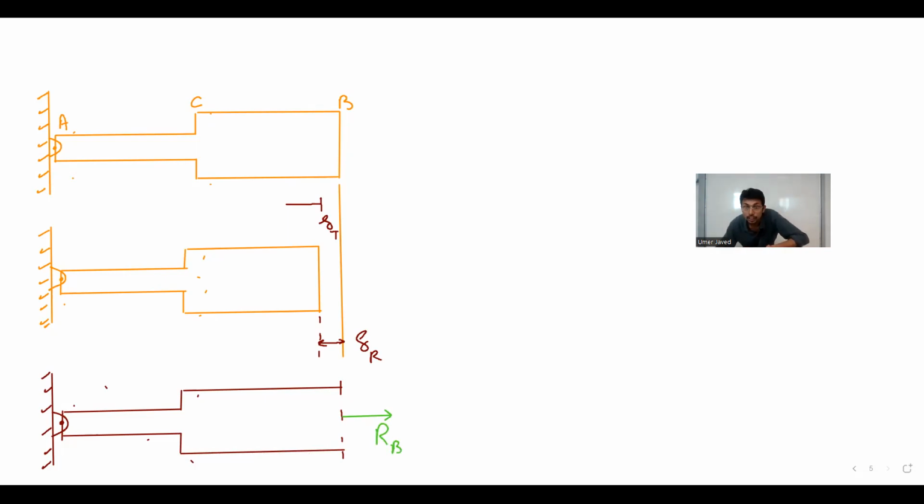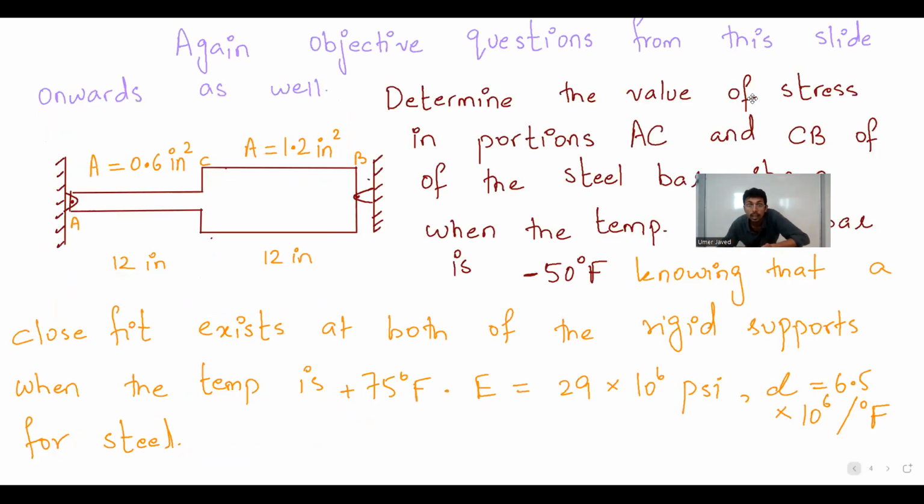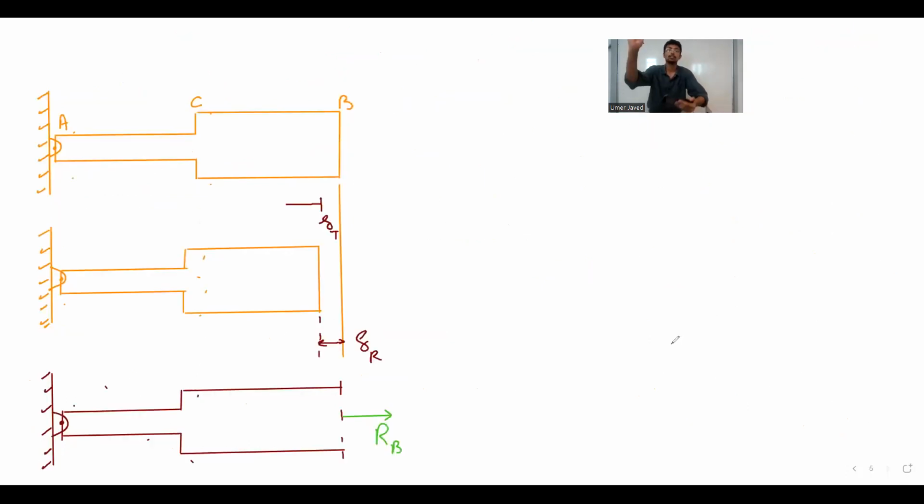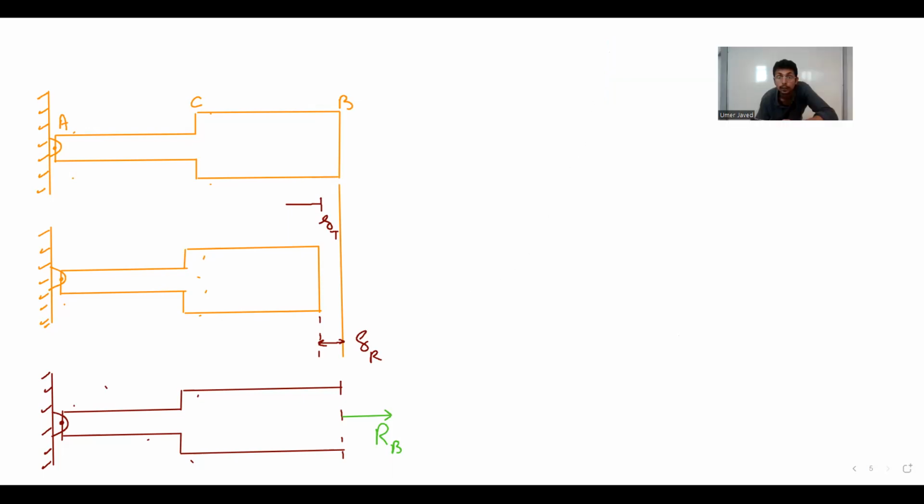So this strategy will give me the value of the stress in portions AC and CB of the steel bar when the temperature of the bar is dropped to negative 50 degrees Fahrenheit, because technically it would have shrunk. But at the end of the day, I really want to find this RB that will pull it back to its original form. That value will be the stress that I really want to find. So let's finish the question quickly.